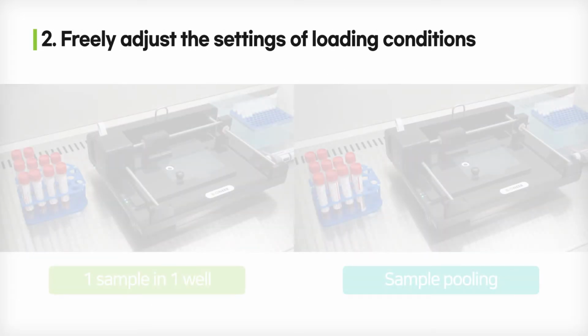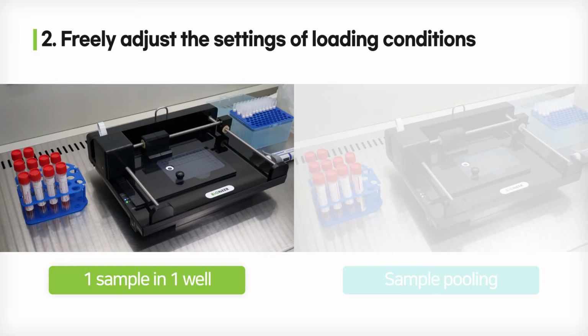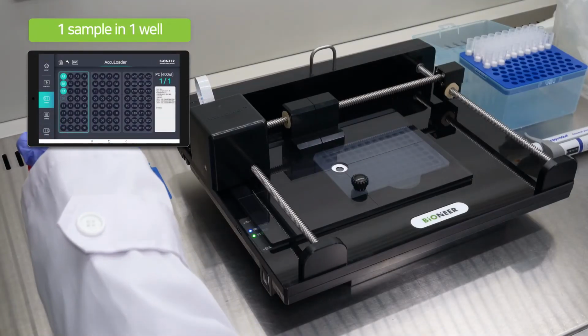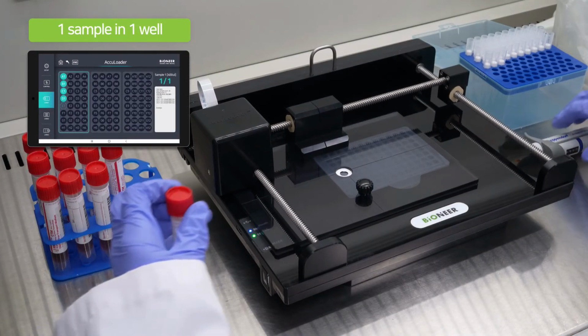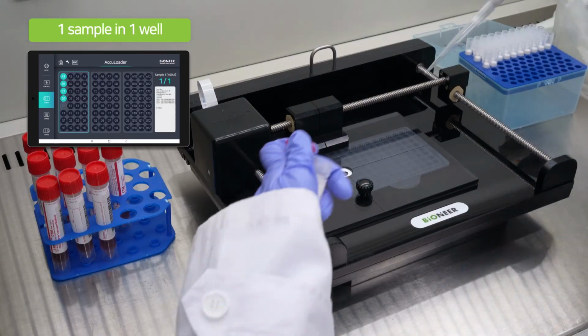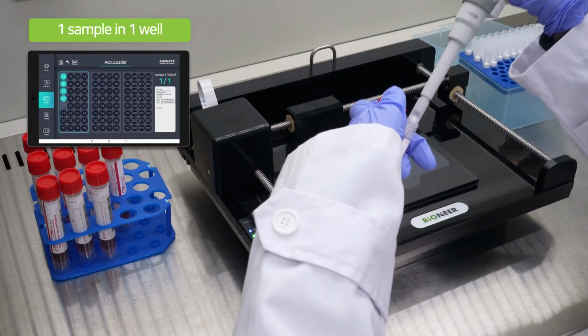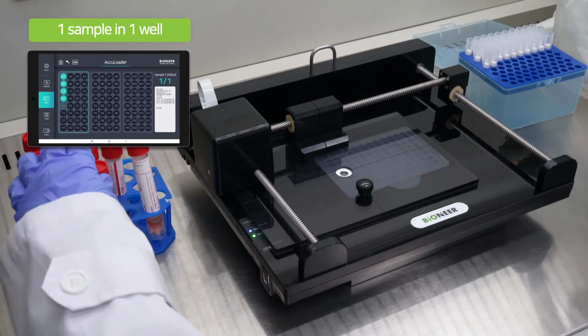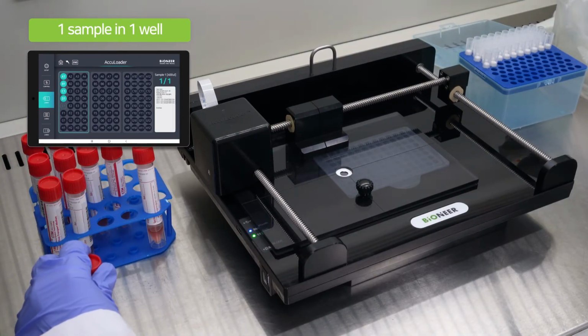Moreover, loading conditions can be adjusted freely with the app. Either load one sample per well or pool multiple samples in a single well. When loading one sample in a well, after the instrument scans the barcode on the sample tube, AccuLoader will automatically position itself to the next well. Users can load the following samples in the correct well.